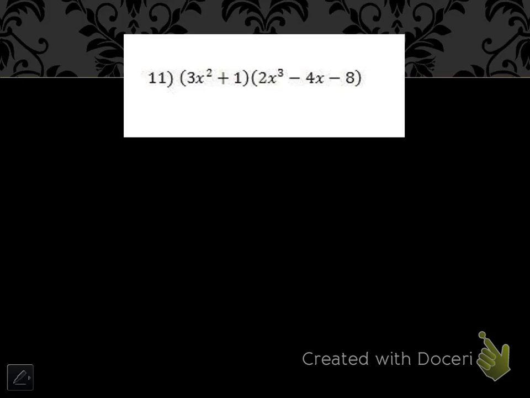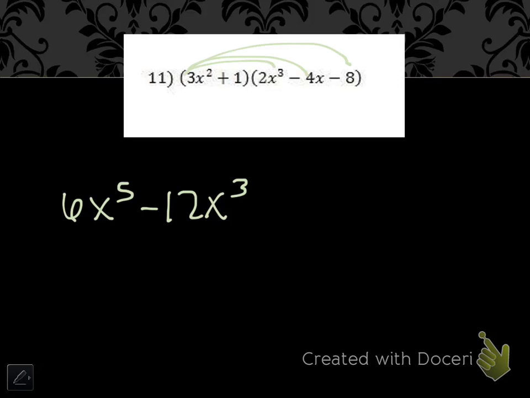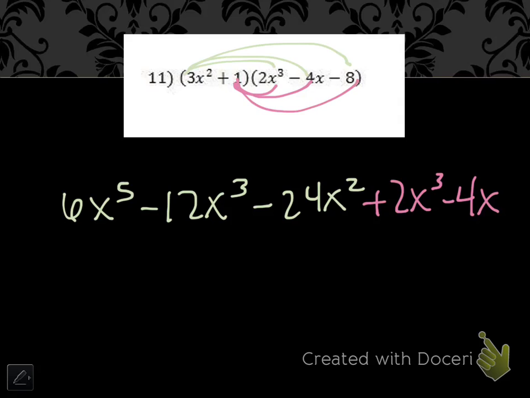Okay, you could use the box method for this. I'm going to distribute. 3x squared times 2x cubed is going to be 6x to the 5th. 3x squared times negative 4x is negative 12x cubed. 3x squared times negative 8 is negative 24x squared. Now we got to do the other one. 1 times that is 2x cubed. 1 times negative 4x and negative 8.